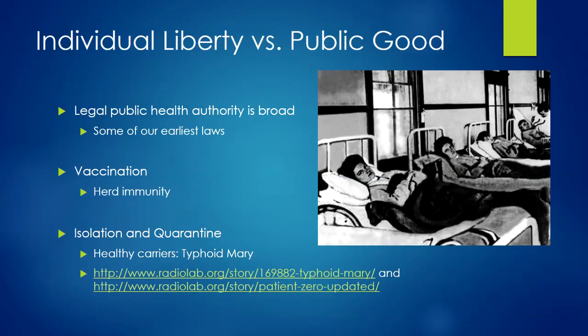One example of isolation was of Typhoid Mary Mallon, who worked as a cook in homes and transmitted the disease to several people, some of whom died. But she never had any symptoms, and so it was hard for her to believe that she was the cause of the disease. We, of course, now know that it's possible to be a healthy carrier of typhoid, but this resulted in her needing to be separated since she continued to work in different homes. So two more links to Radiolab stories about her if you're interested in that.